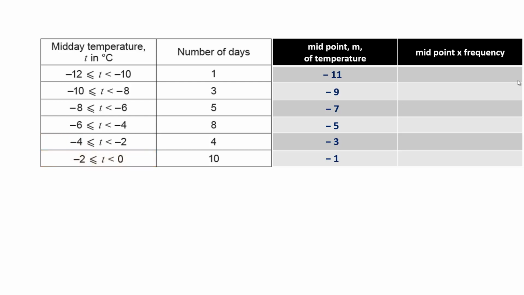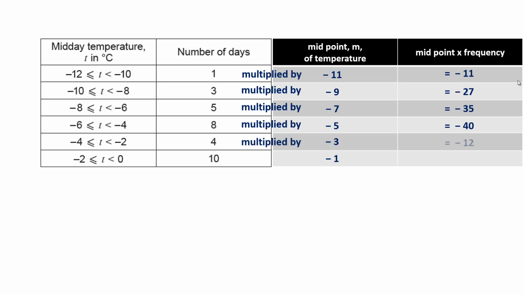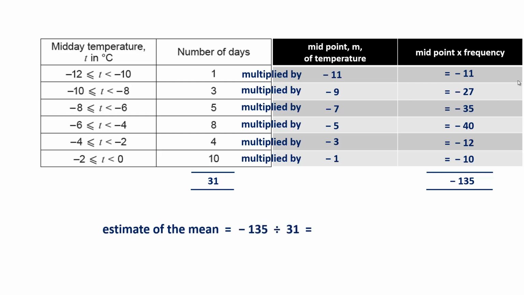And then we're going to multiply. So number of days 1 multiplied by minus 11. And the next ones are minus 27, minus 35, minus 40, minus 12, minus 10. There we go. And now we're going to get our totals. Total of midpoint times frequency is minus 135. Number of days was 31. Okay, and then an estimate for the mean is minus 135 divided by 31, which we're going to work to one decimal place, minus 4.4. So hopefully you got that. Good. If there were any problems, maybe go back and have another go at it.